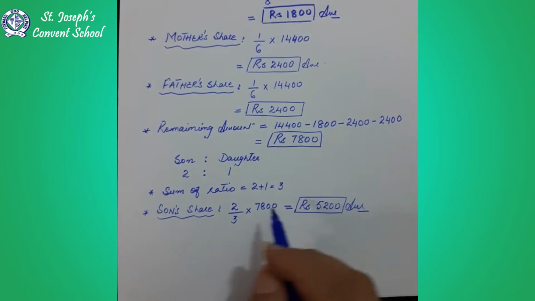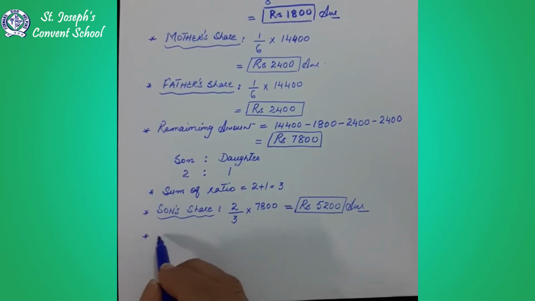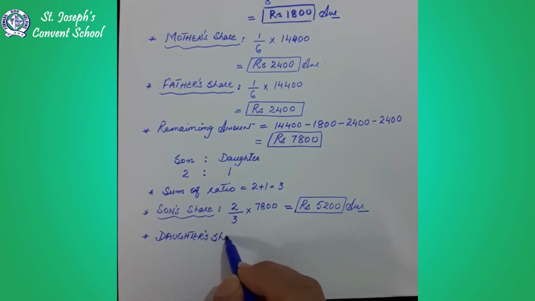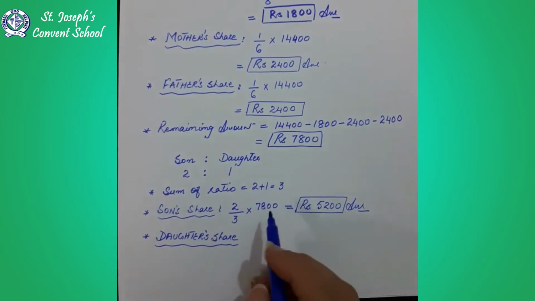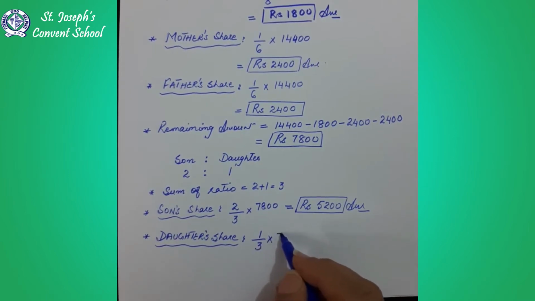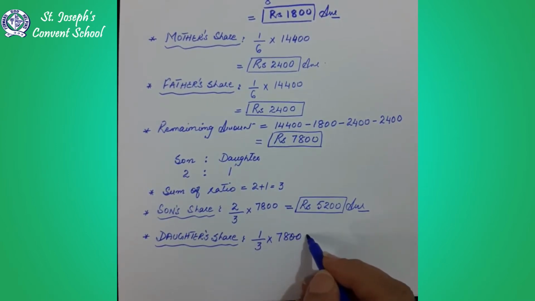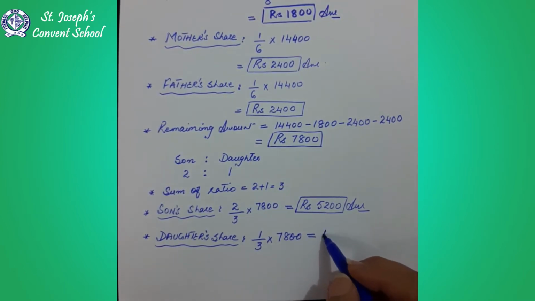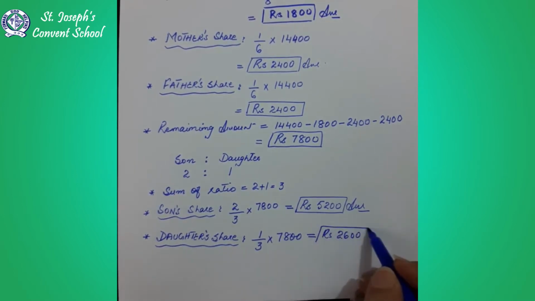Same way you can find daughter's share. Daughter is 1 divided by 3. So 1 divided by 3 into remaining amount. So with calculator you will solve 7,800 divided by 3 is rupees 2,600. This is the answer.